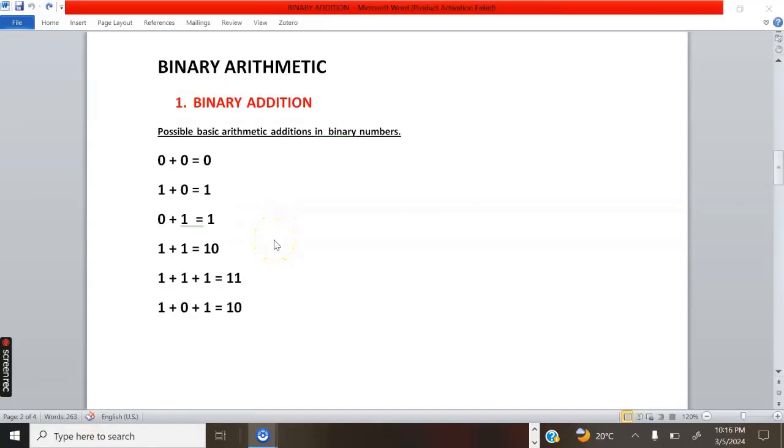You need to get yourself conversant with addition so that you can apply the same methods to do the subtraction. So these are the most basic arithmetic rules in binary addition. For example, 0 plus 0 is always 0, while 1 plus 0 is equal to 1, 1 plus 1 is equal to 1, 0, while 1 plus 1 plus 1 is equal to 1, 1. And lastly, 1 plus 0 plus 1 is equal to 1, 0. So as long as you are able now to interpret all these basic arithmetic rules in binary numbers, you'll be able to do all the subtraction that exists.